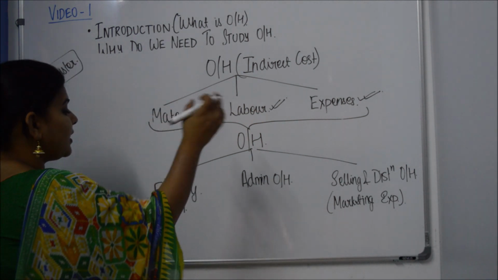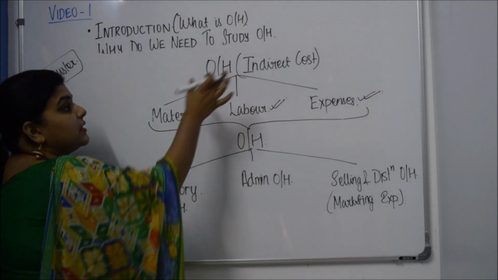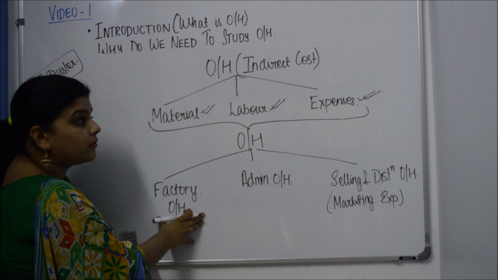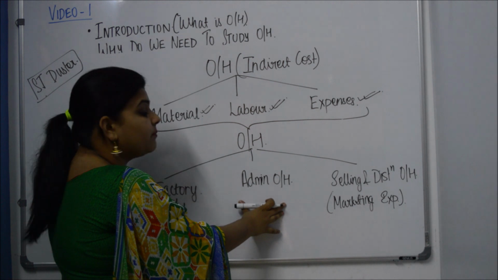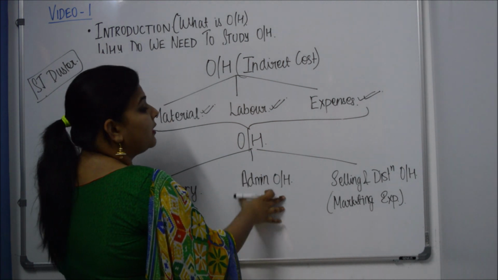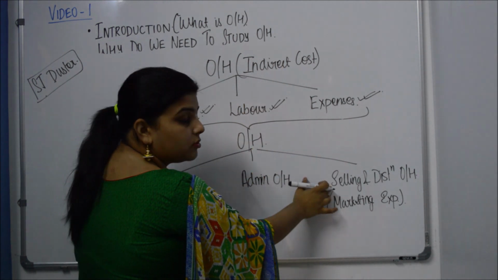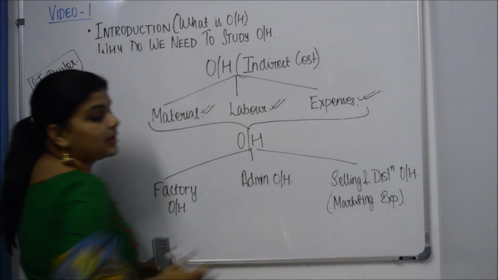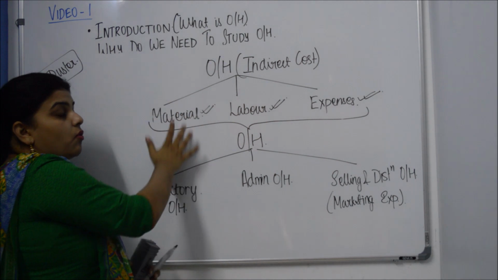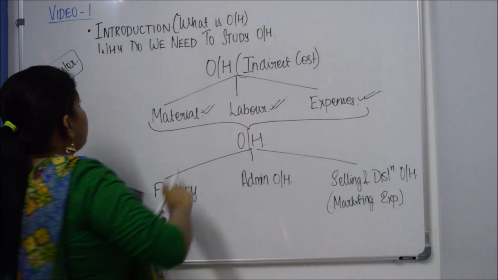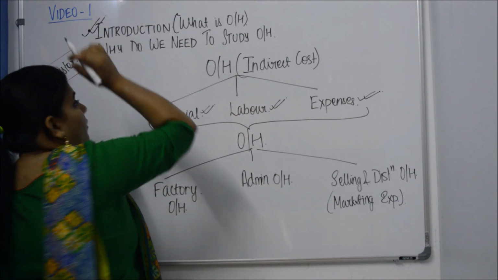Therefore, anything which is used by the factory which is indirect in nature becomes your factory overheads. Indirect in nature used by the office and the admin back-end support becomes the admin overheads. Any indirect cost used by the selling and distribution becomes the selling and distribution overheads. Now, this is what is overhead. We have covered this till now.